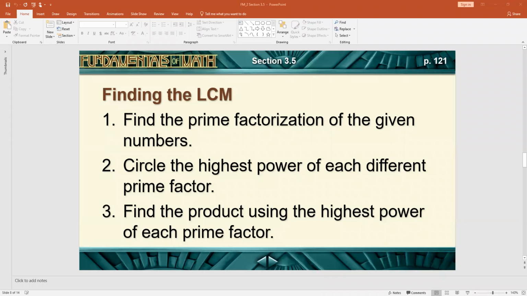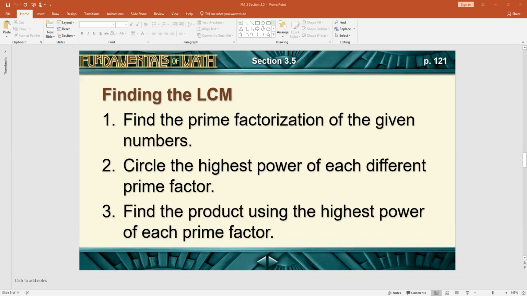Okay, so take a look at the bottom of page 121. They have a box there about finding the least common multiple. You can use prime factorization to find the least common multiple. And then they give you the steps below, which show you how to do that. So how to find the least common multiple of 120 and 90. First, you calculate the prime factorization of the given numbers. In the case of 120, it's 2 cubed times 3 times 5. And for 90, it's 2 times 3 squared times 5.